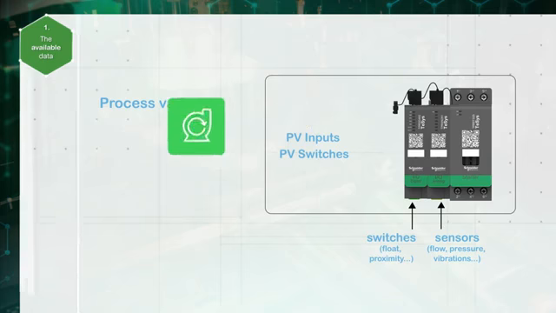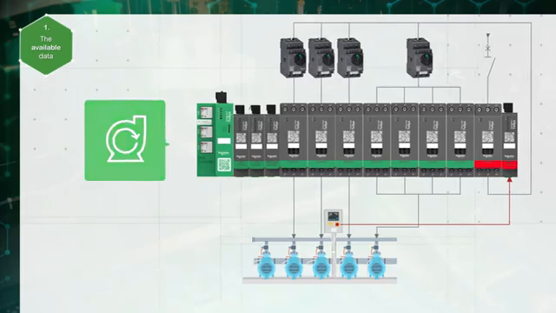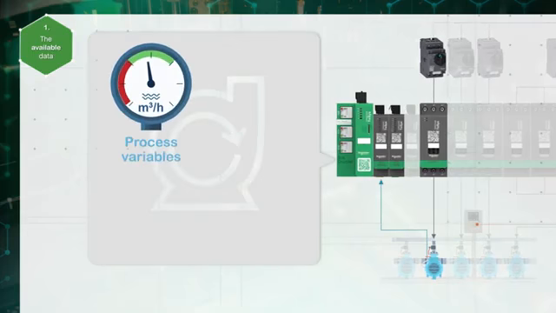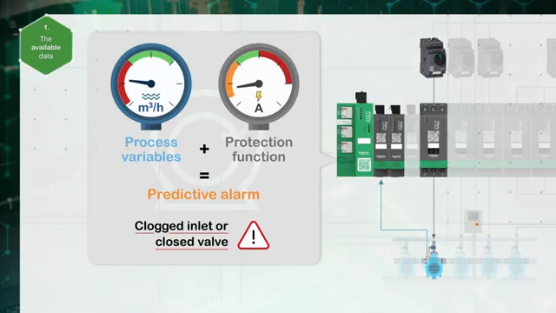Now let's focus on this application of pumping to see how process variables and predictive alarms can help avoid machine outage. Here for the pump avatar, we define the analog value from the flow meter as a process variable input. Combined with two protection functions, we define two predictive alarms: clogged inlet or closed valve in case of low flow and undercurrent, closed discharge valve or cavitation in case of low flow and overcurrent.